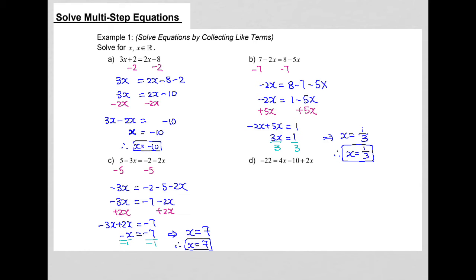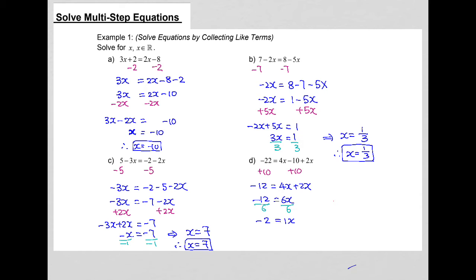Let's look at part D. In part D, since all the alphabets are already on the right, let's remove the negative 10 on the right, so we can isolate the x on the right-hand side of the equal sign. So we add 10 on both sides. You have negative 12 equals 4x plus 2x. So negative 12 equals 6x. And you divide it by 6 on both sides to get 1x. So 1x equals negative 2.